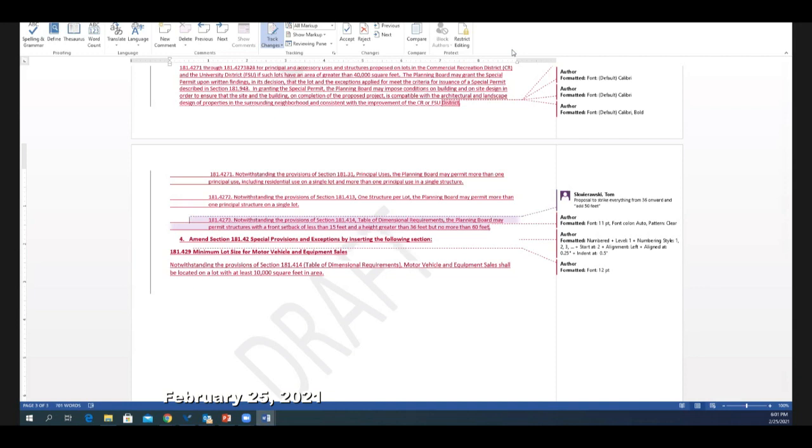Chairwoman Karen asked, is this applicable to just sales or is it also applicable to repairs too? I'm reading the language and I don't see repairs there. I only see motor vehicle and equipment sales. Would repairs fall under the equipment sales?